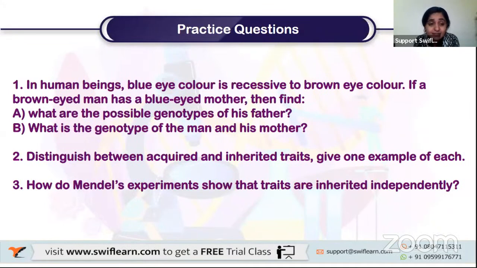Question number 3 asks how Mendel's experiments show that traits are inherited independently. So how are the traits inherited independently? It says that genes located on different chromosomes will be inherited independently of each other. Mendel observed that when peas with more than one trait were crossed, the progeny did not always match the parent, isn't it? They were not always matching the parent. This is because the different traits are inherited independently. This is the principle of independent assortment.